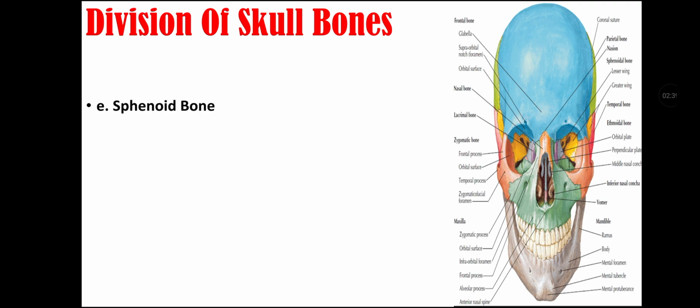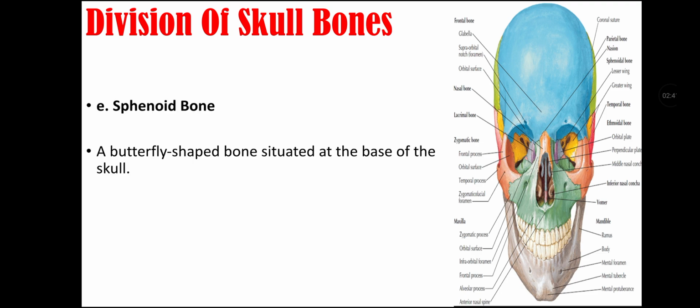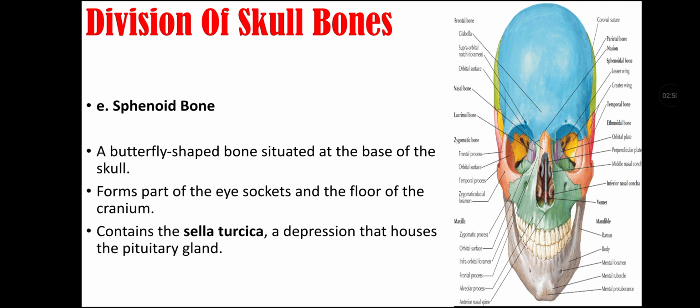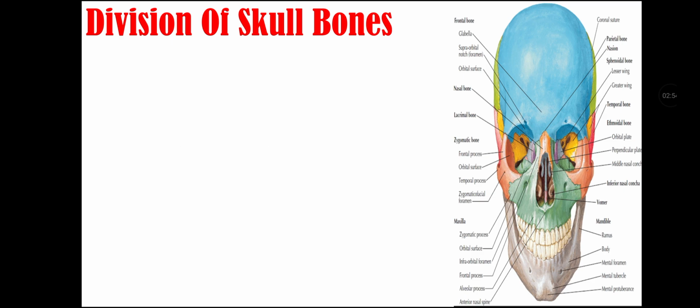Next cranial bone we have is sphenoid bone. It is a butterfly-shaped bone situated at the base of the skull. It forms part of eye socket and floor of the cranium. It contains sella turcica, that is a depression that houses the pituitary gland.